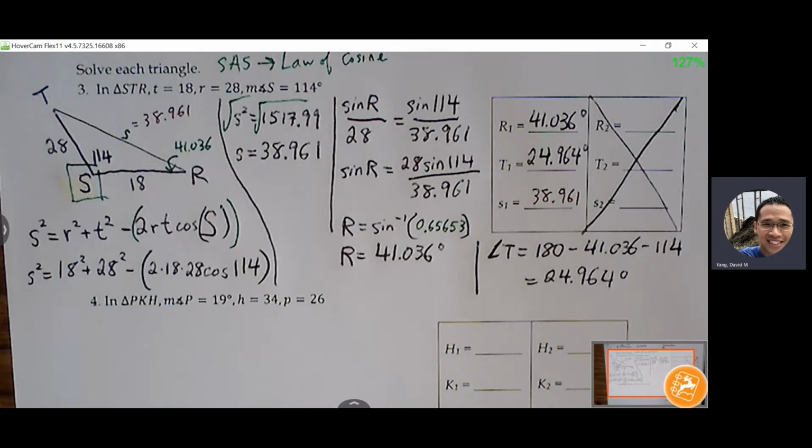We know we don't have to worry about that second triangle because it's not a side-side angle case, right? If it's side angle side, just cross out that second triangle. Good. Questions there? All right, number 4.